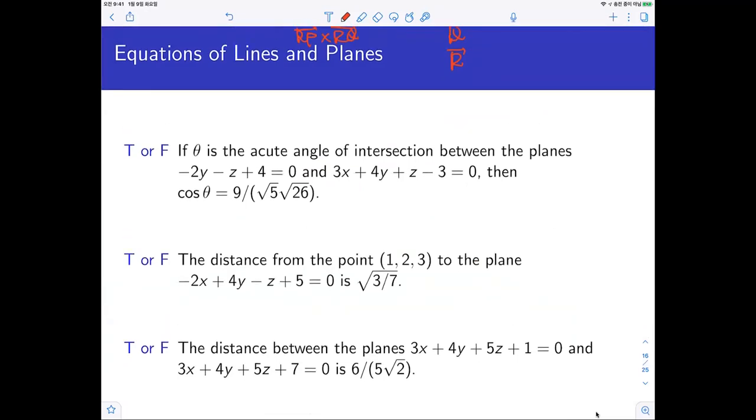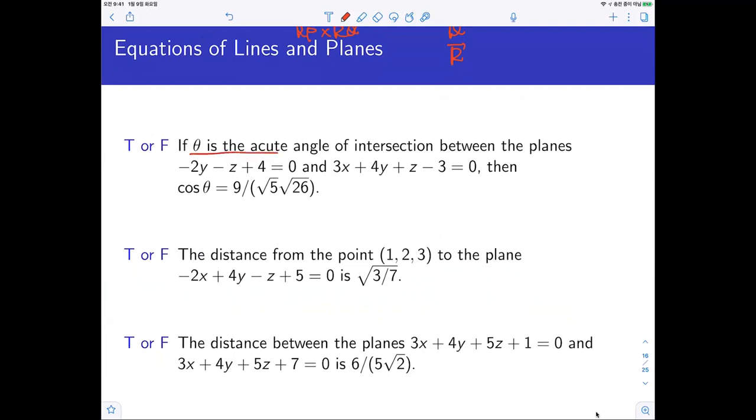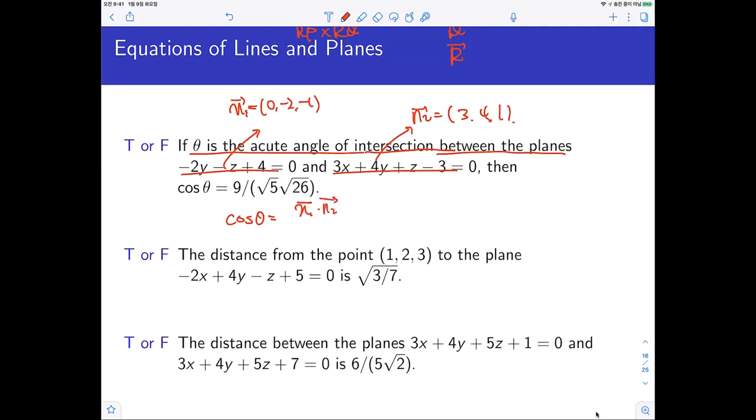Here, theta is the acute angle of intersection between these planes. I said to calculate the angle between two planes, just calculate the angle between two normal vectors. So we take two normal vectors from these two equations. N1 is (0, minus 2, minus 1) and N2 is (3, 4, 1). Then we calculate the angle by cosine theta equal N1 dot N2 over length of N1 times length of N2. Then we get minus 8 minus 1 over square root of 5 times square root of 26. This is minus 9 over square root of 5 square root of 26.